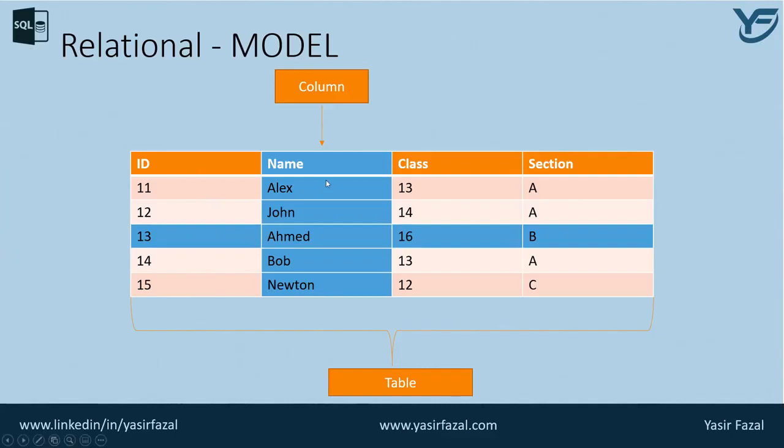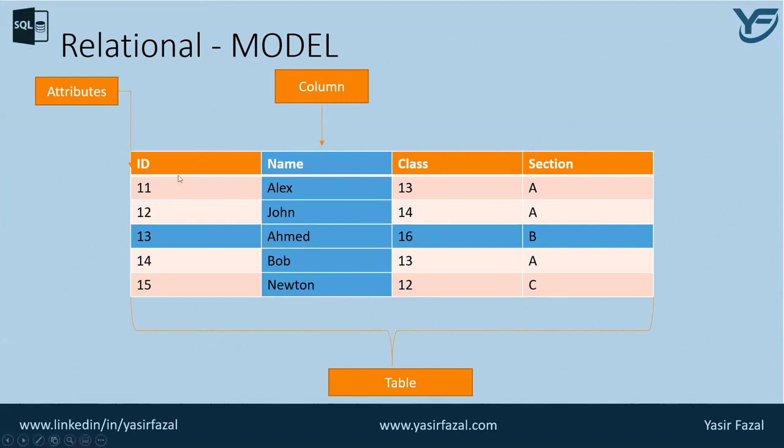The name column should have string values, and then there is a class, again a numeric value, and in section there is a single character value. So not a string, but a character value can only be stored in the section column, right? The table also contains normalized relations, which are used to store atomic values.